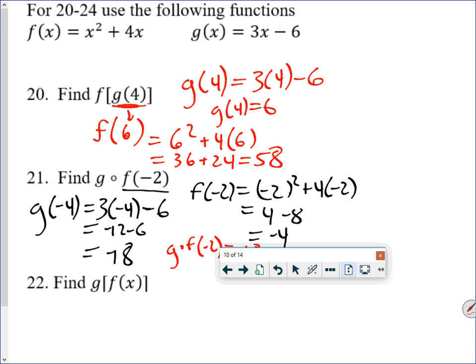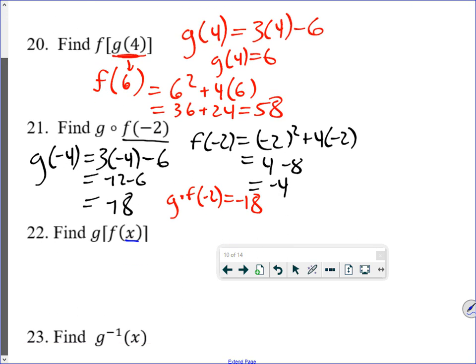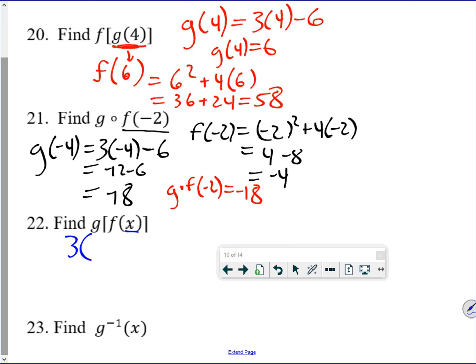Just going to scroll down here a little bit. So for number 22, this is asking for g of f of x. So it's asking us to create the equation that does both. And so what this would be is we would do the g function, which is 3x minus 6 as the outer function.